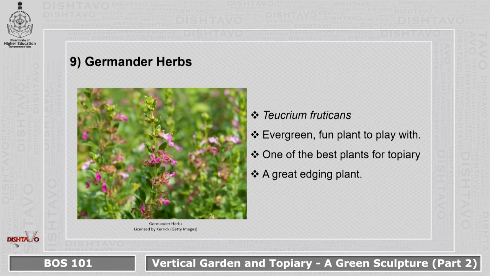And it is also a great plant to be used as edging plant. On the edges of the garden, you can use these plants and they make your gardens beautiful.